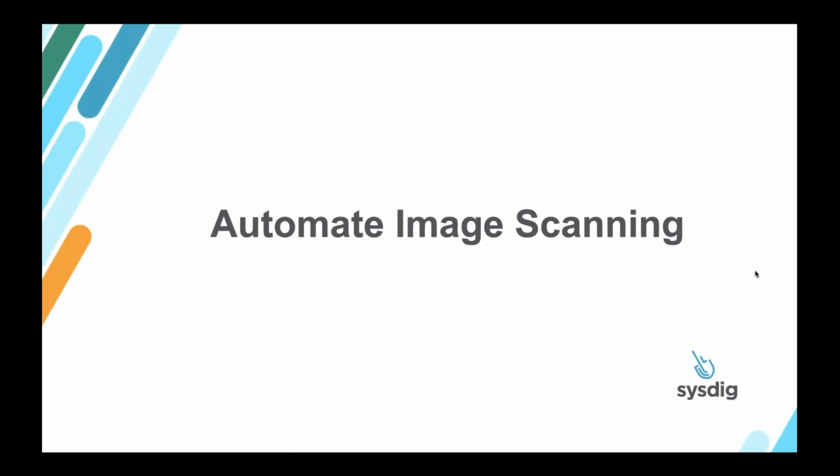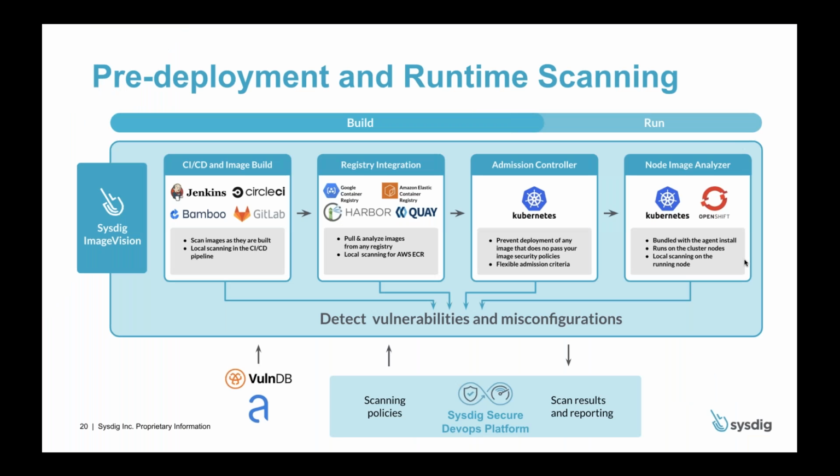So now that we've covered network security in detail, let's step back for a minute and think about some of the other use cases that are also important as you are thinking about deploying containers in production. The first one, if you shift all the way back, is image scanning, where you want to make sure that you're automating image scanning early in the process.